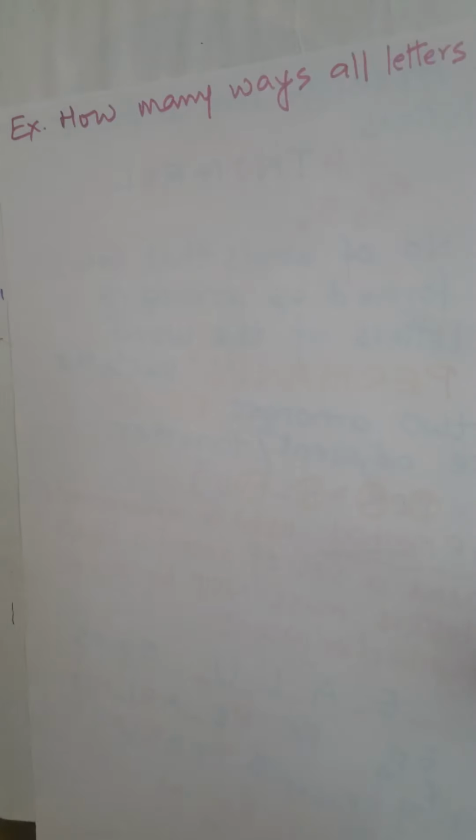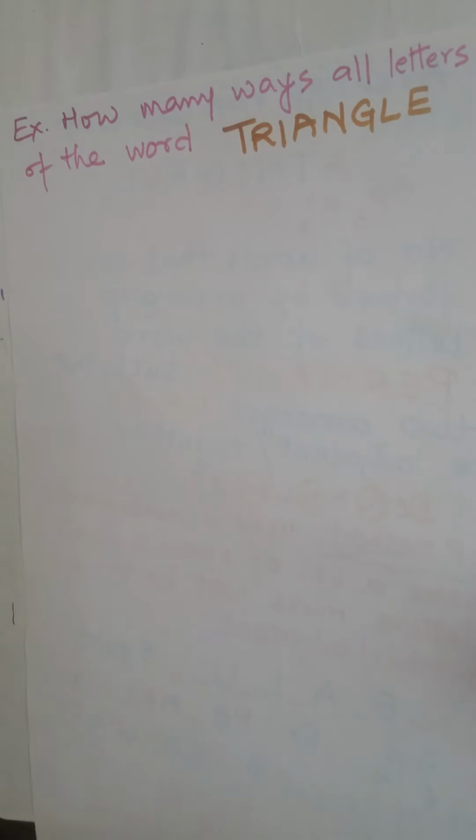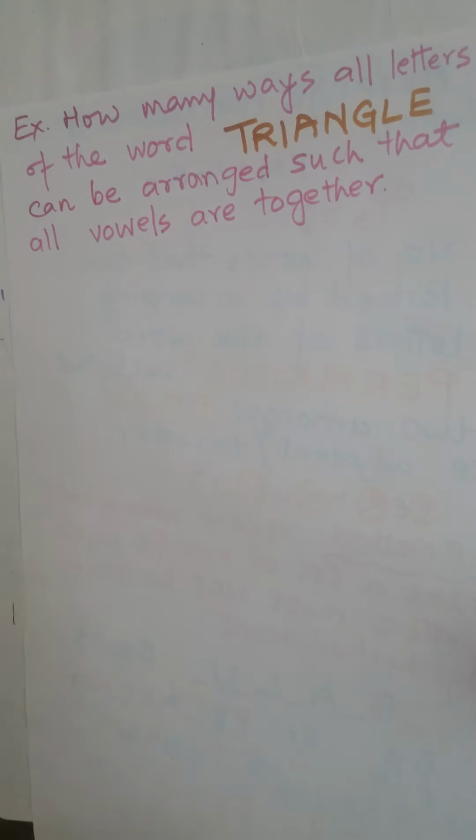Hello guys, let's take an example. How many ways all letters of the word triangle can be arranged? Now till here you might be thinking that taken all at a time, you will say 8 factorial, something like that. But this is a question with some constraint, which is this: such that all vowels are together.